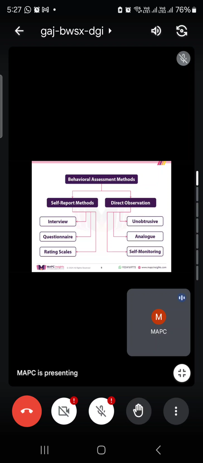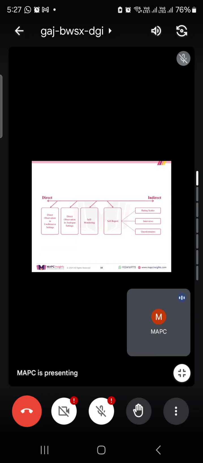Various behavioral assessment methods are there. They are broadly classified into self-report methods and direct observation. Self-report methods are again classified into interview, questionnaire, and rating scale, and direct observation is sub-classified into natural observation, analog, and self-monitoring. These are the various behavioral assessment methods, and we need to study all these 6 types of methods.